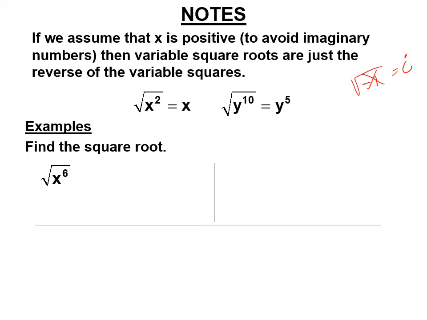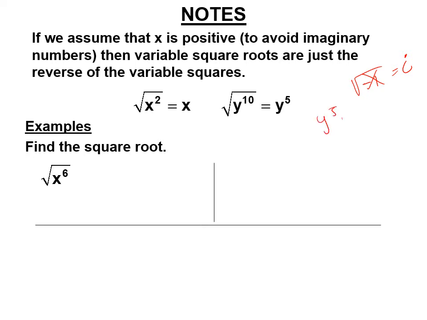All right, then variable square roots are just the reverse of the variable squared. So let's look at this. The square root of x squared, those cancel each other out, you get x. Square root of y to the 10th, right? Oops, my bad. All right, the square root of x squared is x. Square root of y to the 10th is y to the 5th.